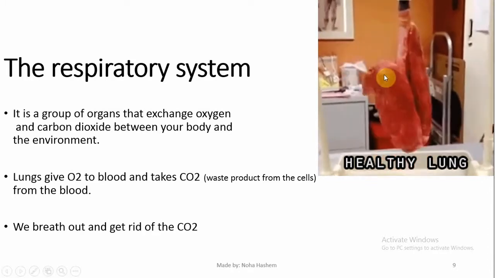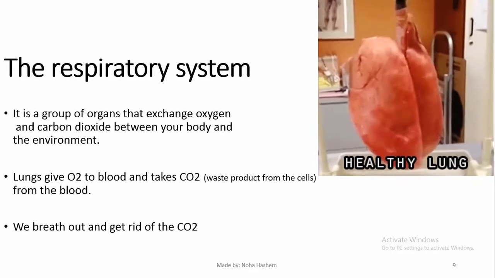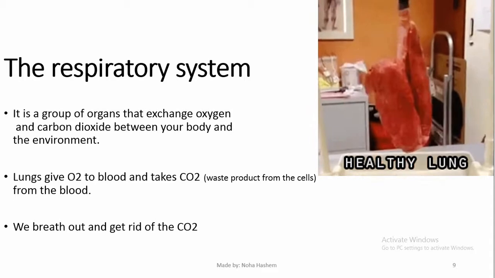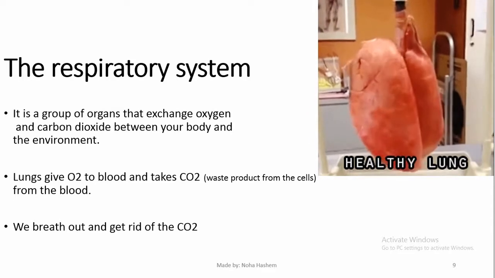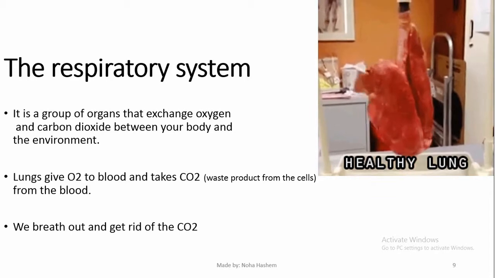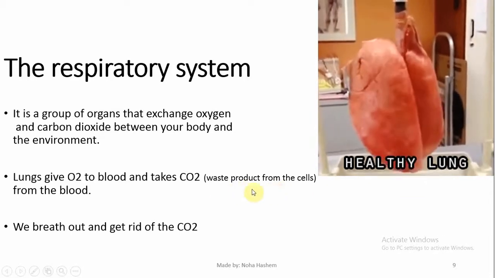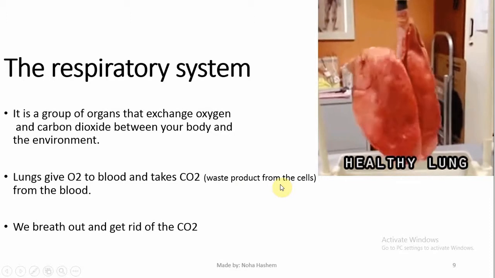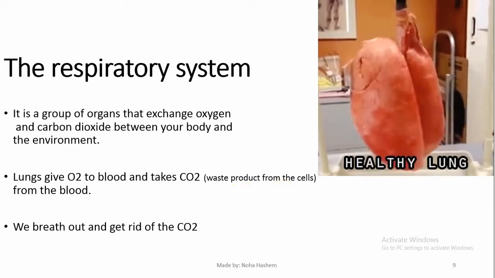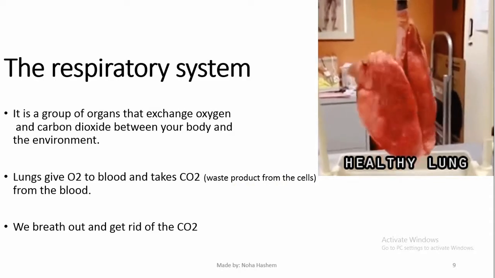You will see the lungs when you breathe in and out. Breathe in, out. See how it expands when you breathe in, so you gain oxygen, and then you get rid of carbon dioxide. So the lungs give oxygen to the blood and take carbon dioxide, which we call a waste product. A waste product is a product that you do not need. The cell produces it, but it needs to get rid of it. We breathe out to get rid of the carbon dioxide, and we breathe in to get oxygen.